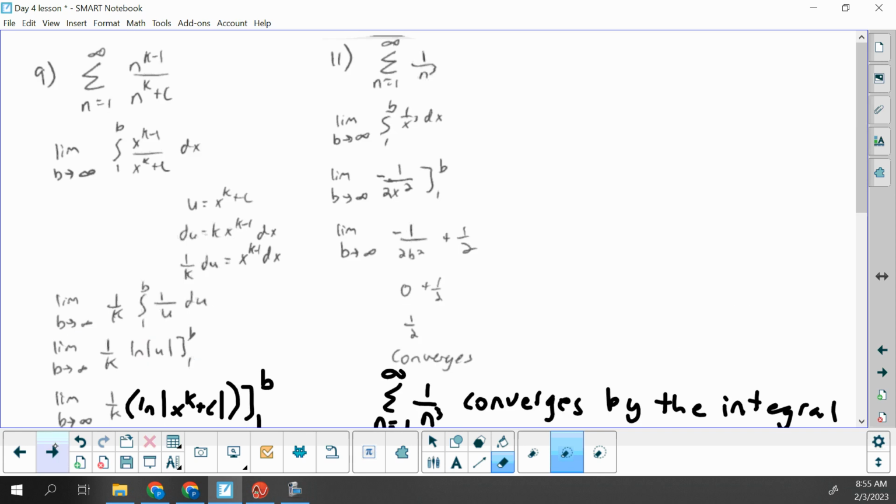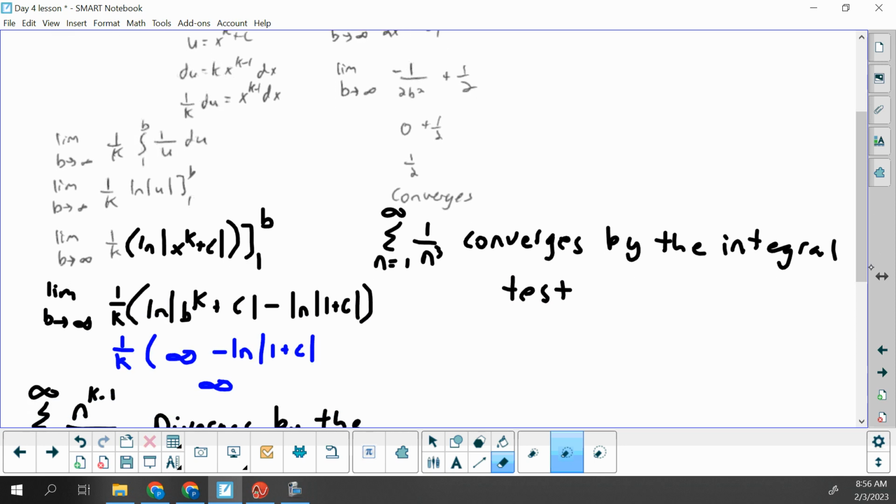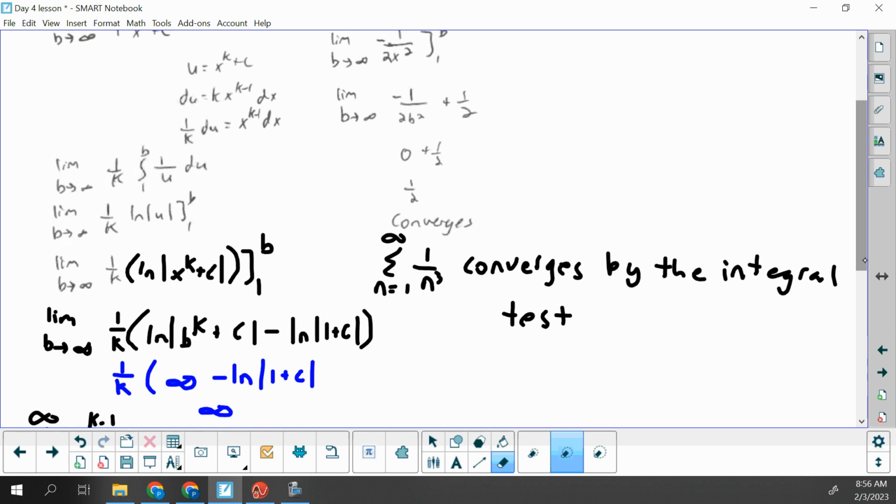For 9, we want to let u equal the denominator, the x to the k plus c. The derivative of that exponent comes out front, so k out front, exponent goes down 1 to k minus 1. We got an x to the k minus 1, we just got to correct by multiplying by 1 over k. Well, now this is a 1 over u. And for some reason here, I'm not sure why, I didn't change my bounds. So I had to later on, after I did my antiderivative, put the x to the k plus c back in for u because I didn't change my bounds.